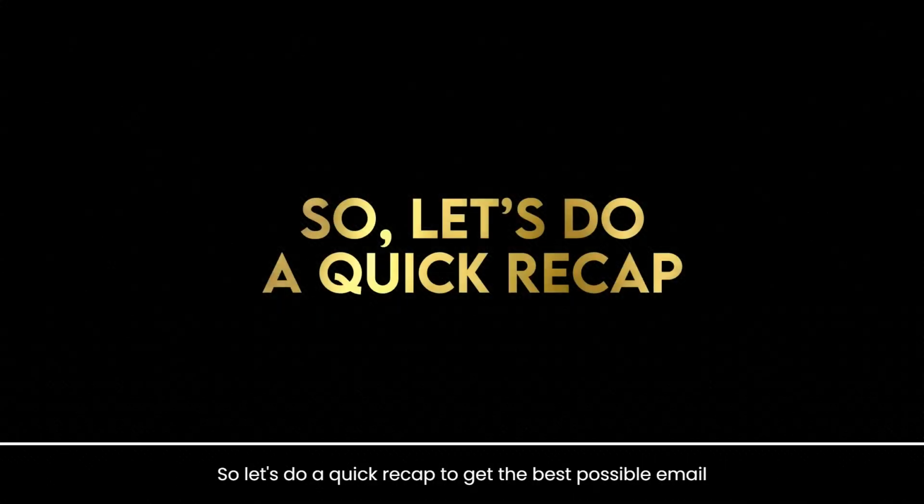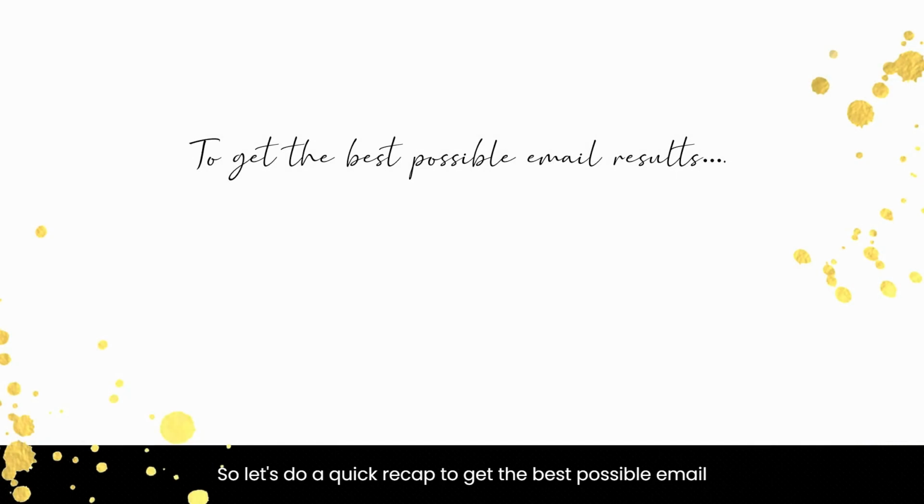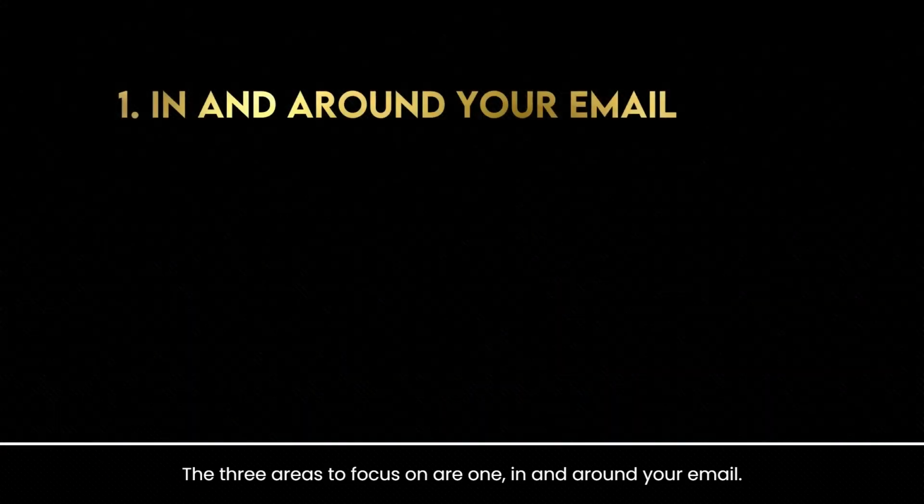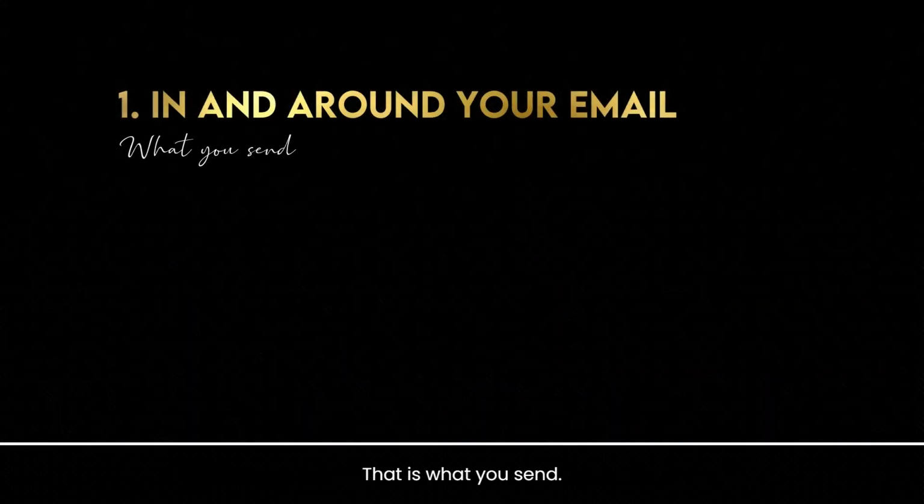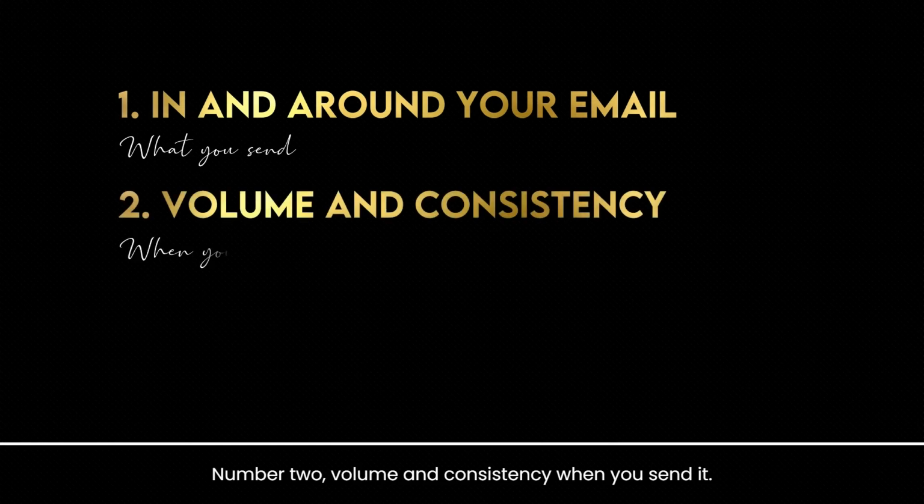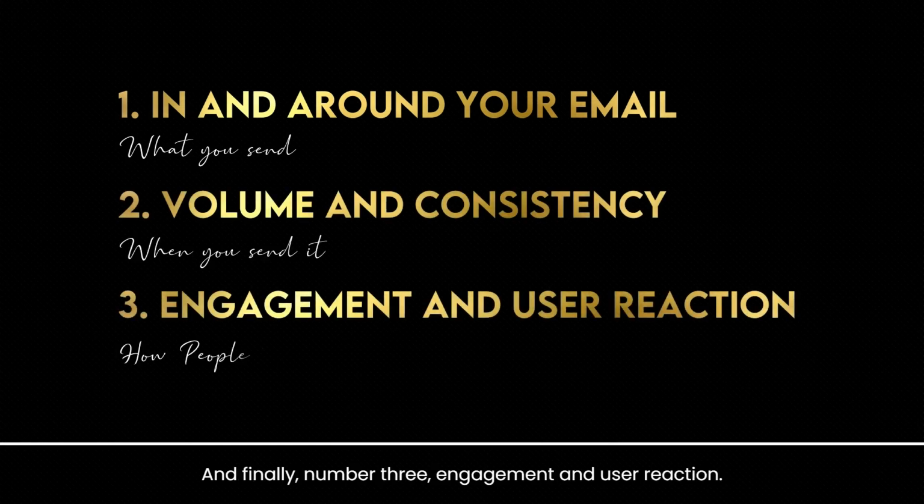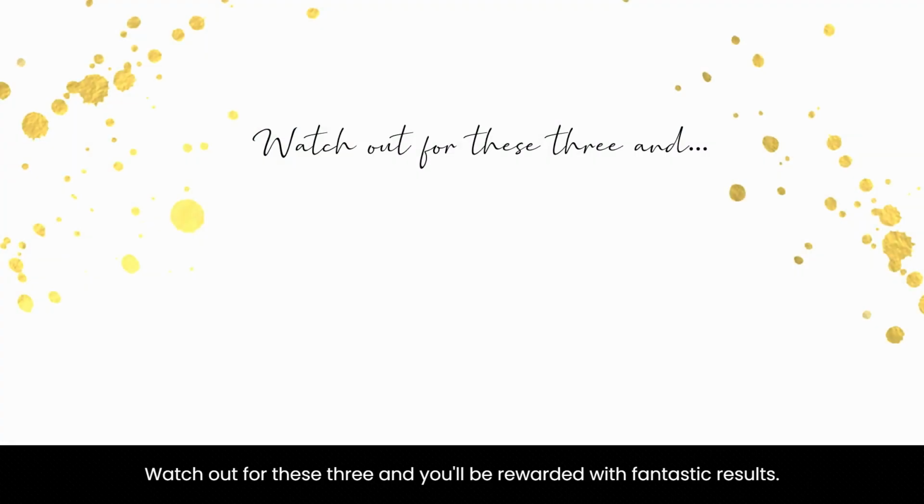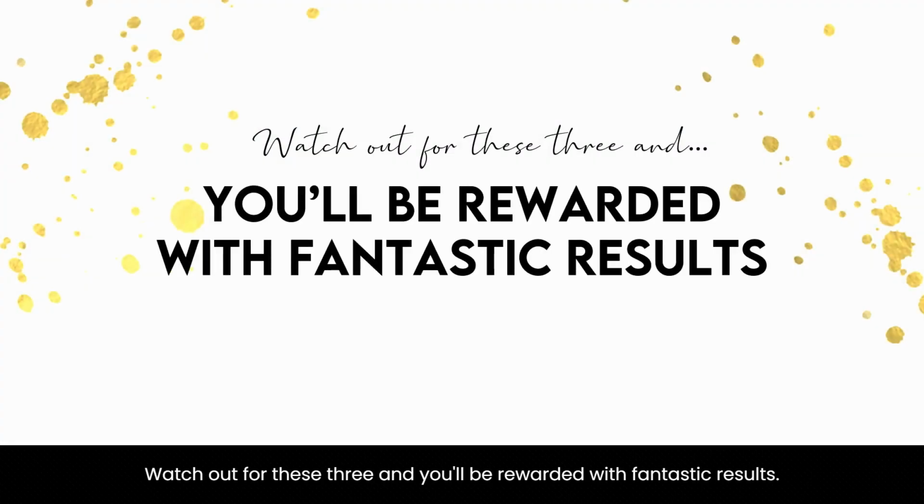So let's do a quick recap. To get the best possible email results and land in the inbox as often as possible, the 3 areas to focus on are 1, in and around your email, that is, what you send. Number 2, volume and consistency, when you send it. And finally, number 3, engagement and user reaction, how people react to your emails. Watch out for these 3 and you'll be rewarded with fantastic results.